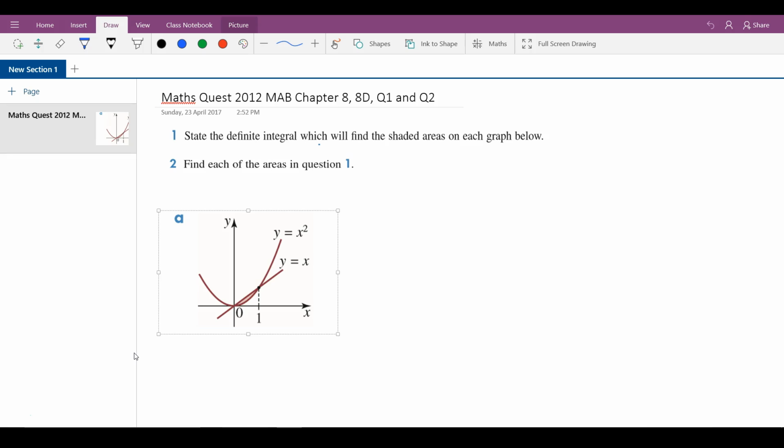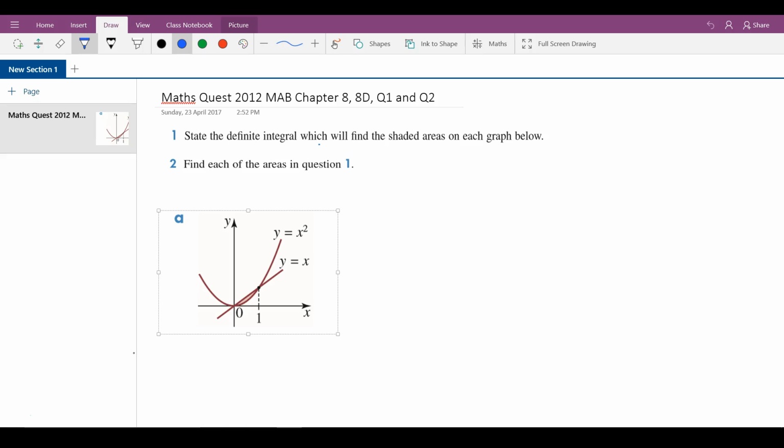We are doing Math Quest 2012 Math B Chapter 8 AD Question 1 and Question 2. The reason we're doing Question 1 and Question 2 together is that they're pretty much one question itself. Question 1 is: state the definite integral which will find the shaded area on each graph below, and Question 2 is: find each of the areas in Question 1. So might as well do them together. Alright, let's look at the first one. We got the diagram here.